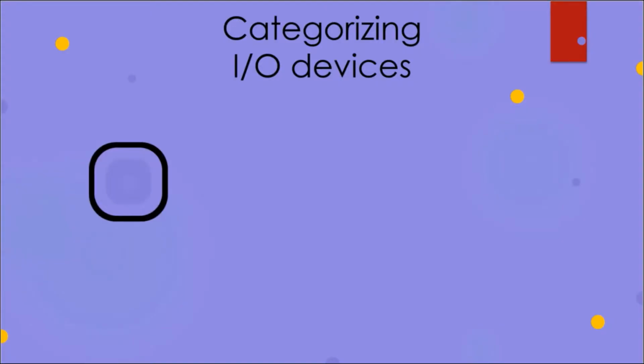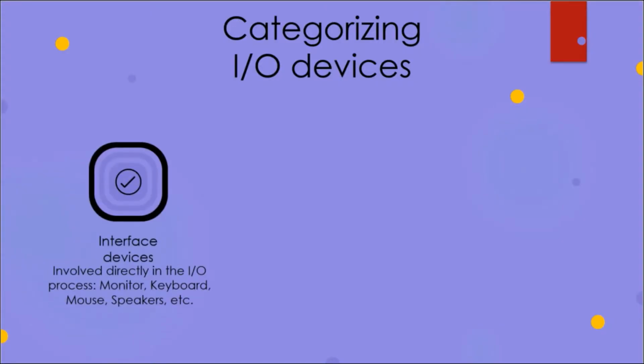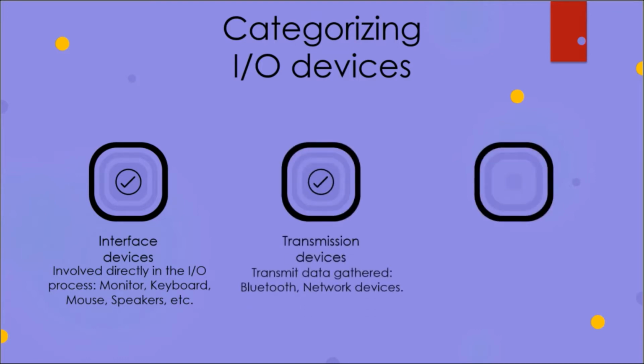So this brings us to the categorization of input-output devices. This is the first aspect of the hardware that we'll be looking at. There are various verticals for categorization, and one such vertical is the degree of user interaction. We have three broad categories when it comes to this. One is the interface device, which is involved directly in the I/O process, such as the monitor, the keyboard, the mouse and the speakers, etc.